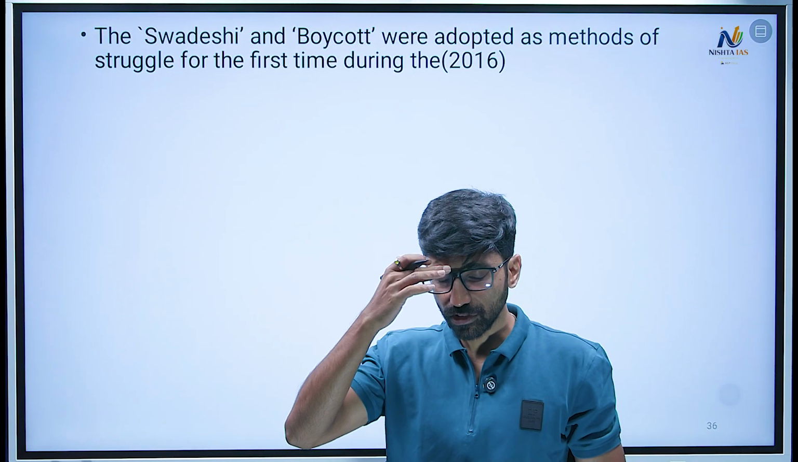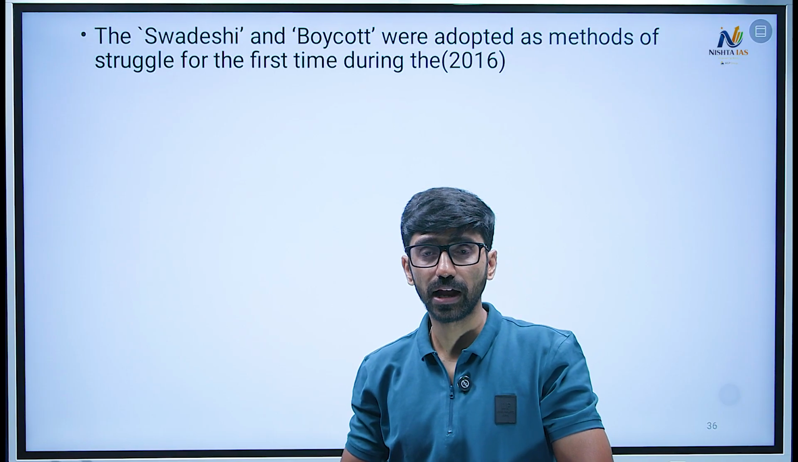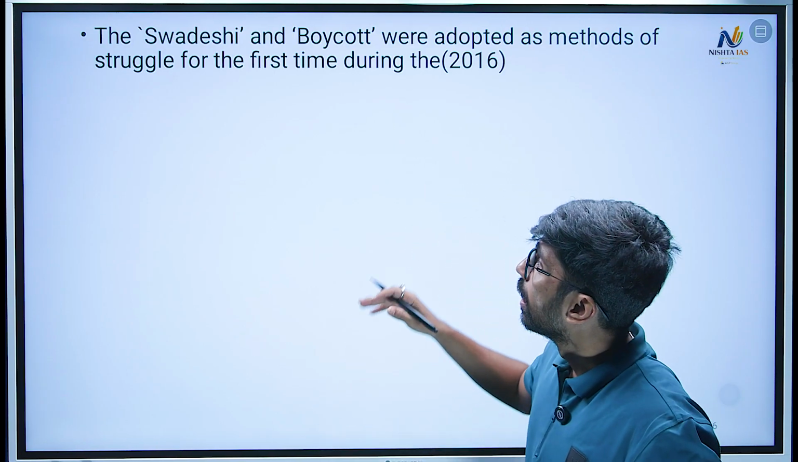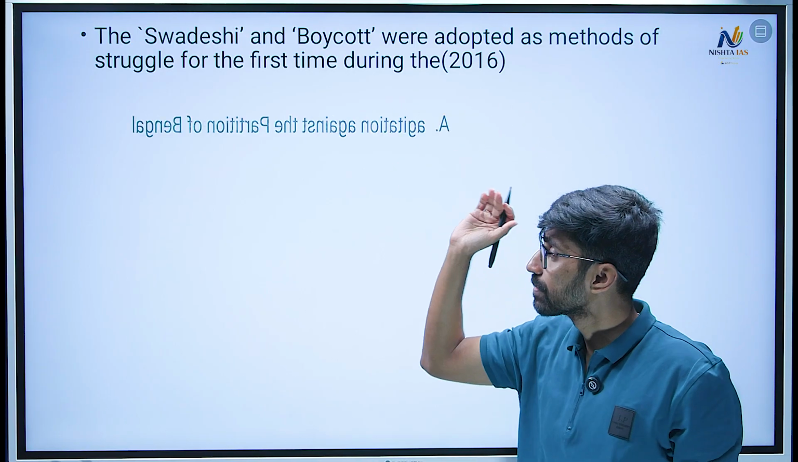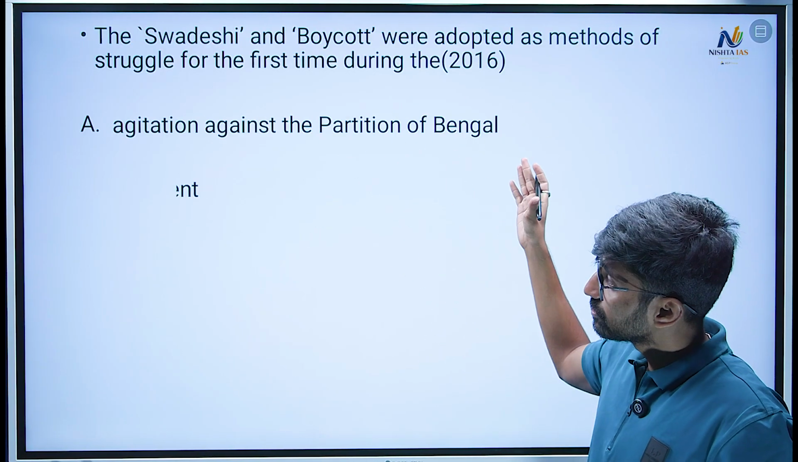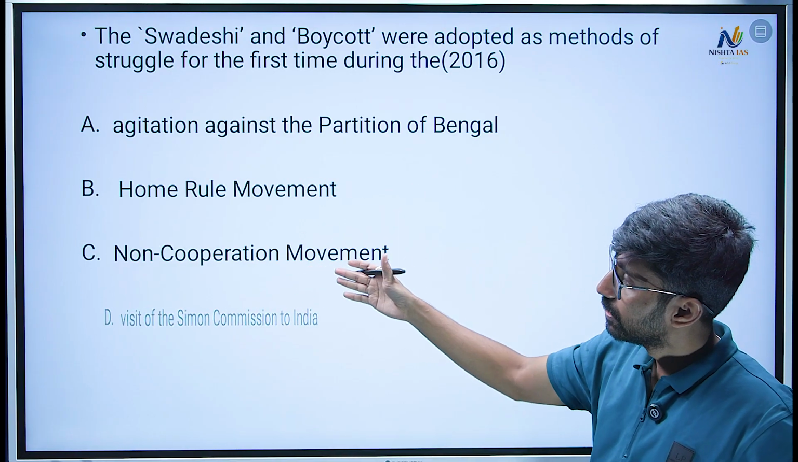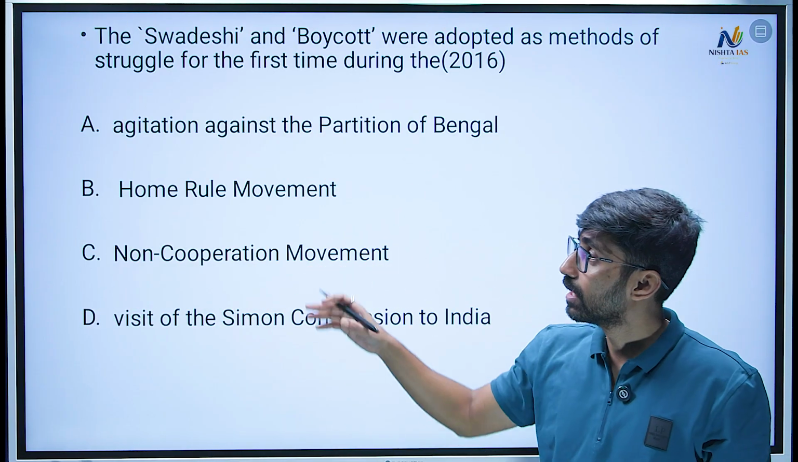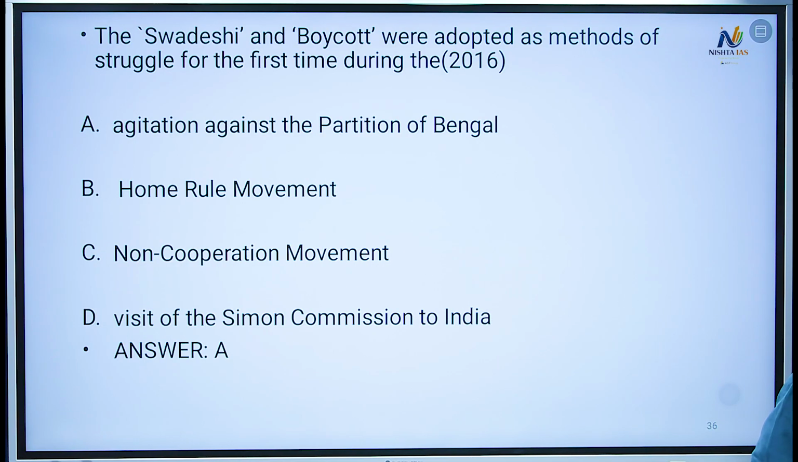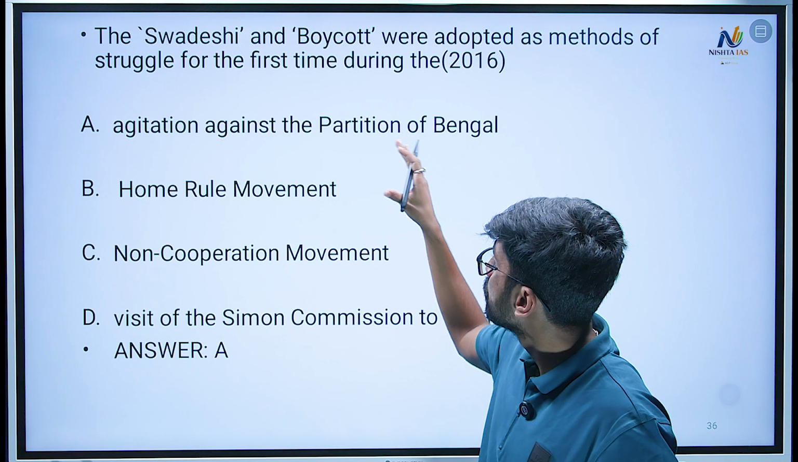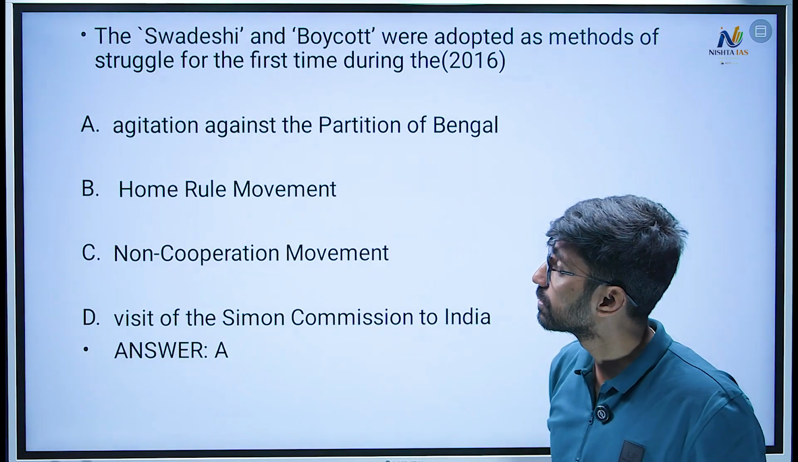Now look at how many questions have come from the Swadeshi movement. It is one of, we can say, the first mass movements that happened during the Indian freedom movement. The Swadeshi and boycott were adopted as a method of struggle for the first time during: agitation against the partition of Bengal, Home Rule movement, non-cooperation movement, or the visit of the Simon Commission to India? So the answer has to be A, the agitation against the partition of Bengal that ultimately went on to become the Swadeshi movement.